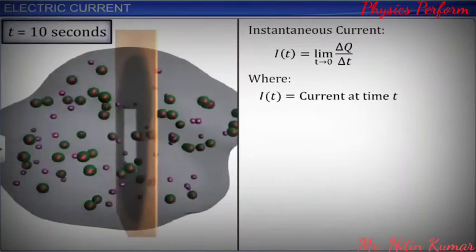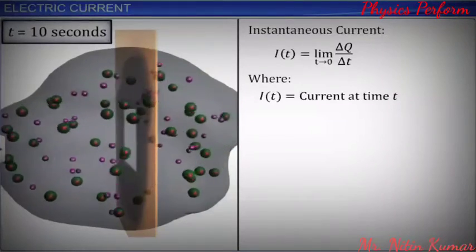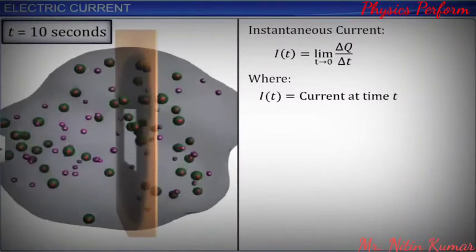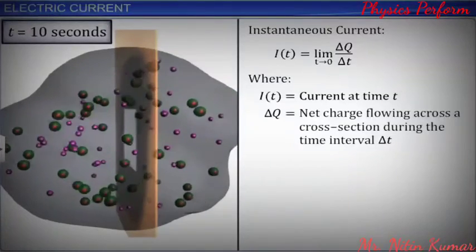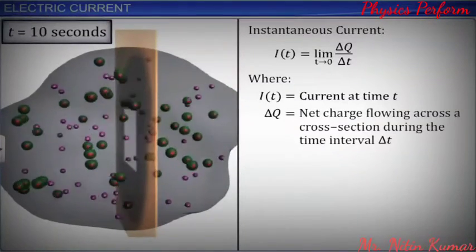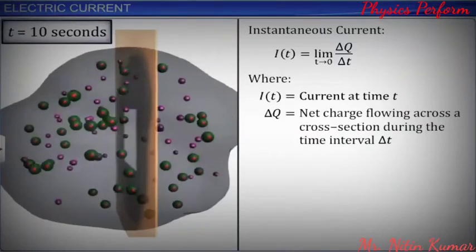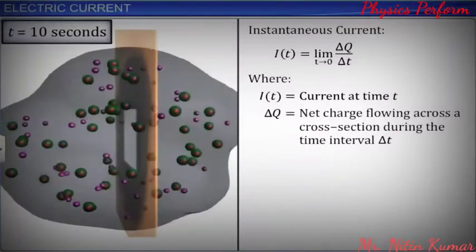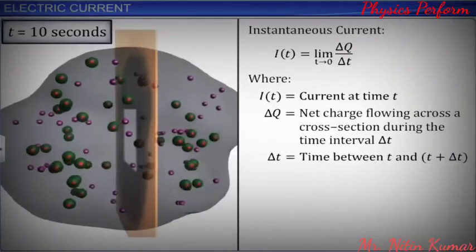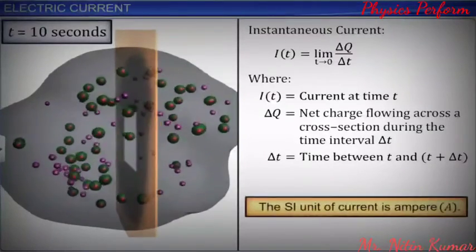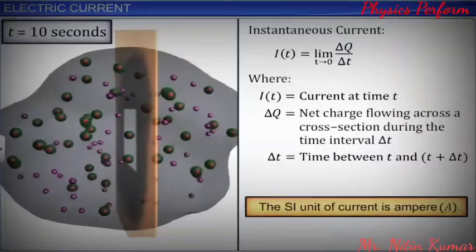Instantaneous current at any time t is expressed as I(t) equal to the limit of Δq by Δt as Δt tends to 0. The SI unit of current is ampere and is represented by A.